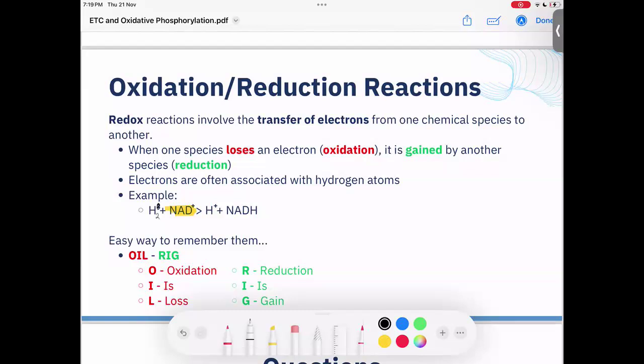Now, an easy way for you to remember it, I gave you guys this very quick mnemonic. It's called OIL RIG. Oxidation is loss, reduction is gain. And I've colored it green so that in your head you can always remember that reduction is gain of electrons, oxidation is loss of electrons. Does that make sense? So redox reactions are basically transfer of electrons. When an electron is lost from one species, it's always gained by another one. It never just disappears. An example of that is hydrogen atoms, when they give off electrons to the electron carrier, NAD+.